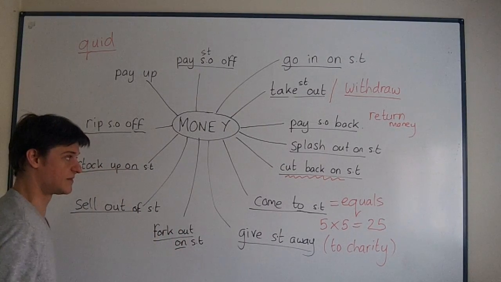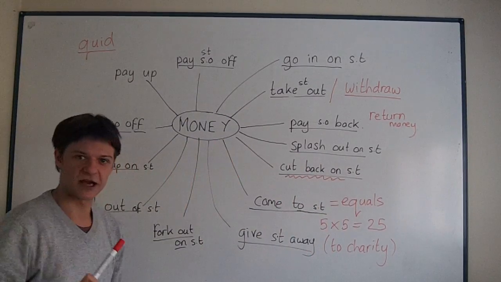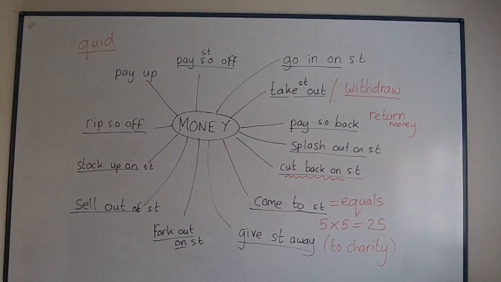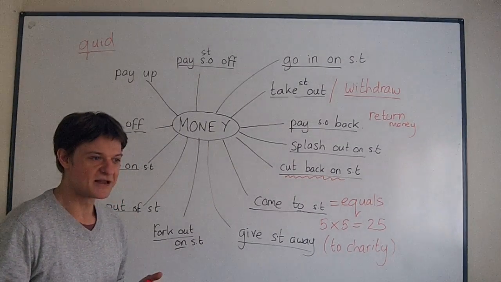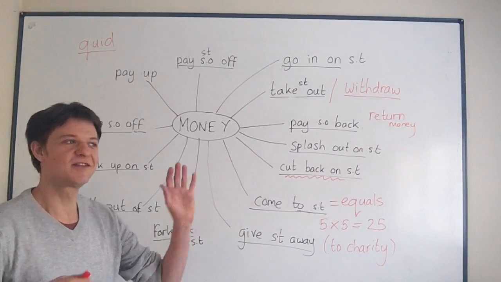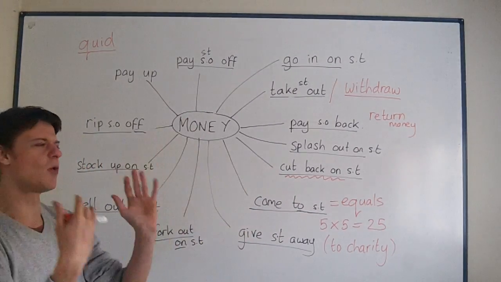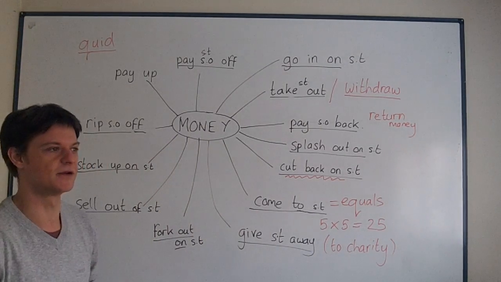Fork out on something. This is also spending a lot of money, like splash out on something, but there is a difference. When you fork out on something, it means you spend a lot of money, but you don't want to. It's not something that you want to spend money on. Splash out on a new car, a wonderful holiday, or splash out on a new computer, a beautiful phone.